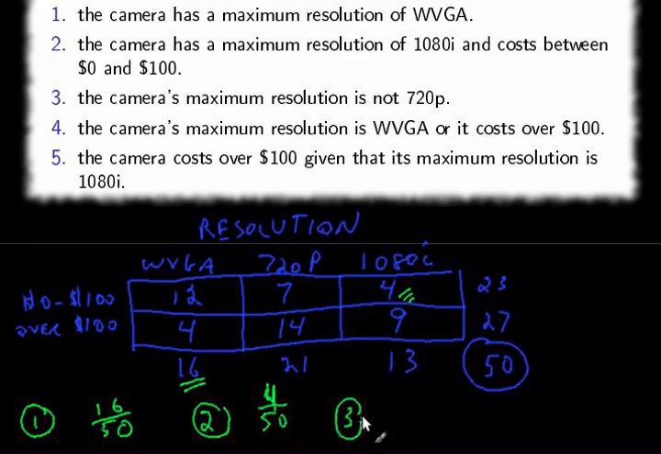Number 3. What is the probability the camera's maximum resolution is not 720p? Well, that means it's either 1080i or WVGA, because it's not 720p, and there are a total of 29 cameras that are not 720p. So 16 plus 13, that's 29. Again, there's a total of 50 cameras.